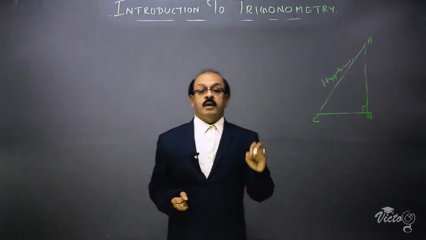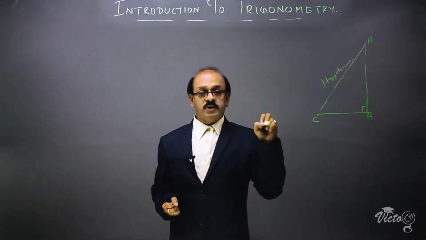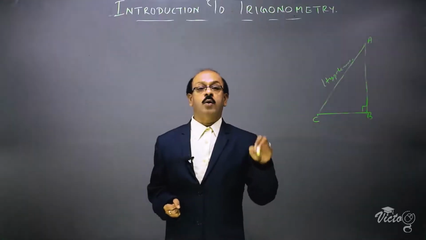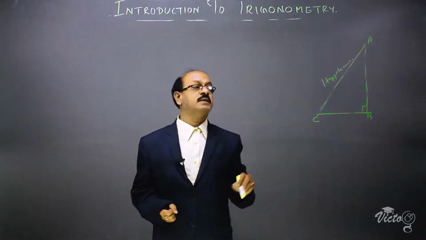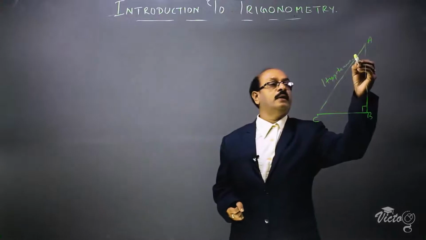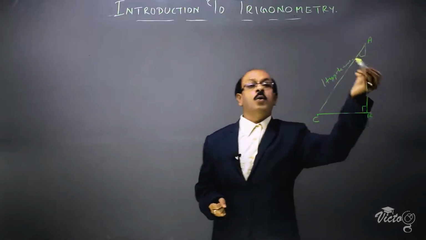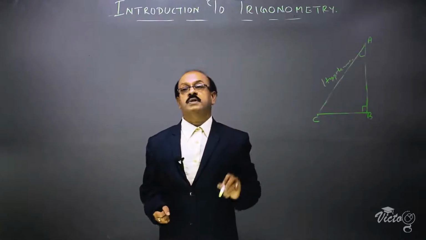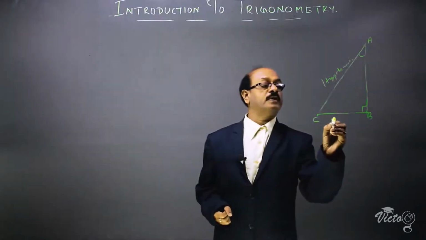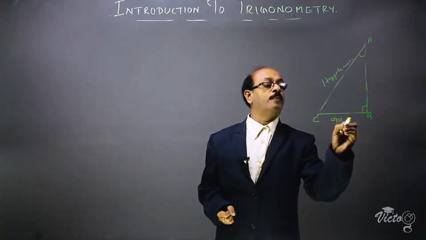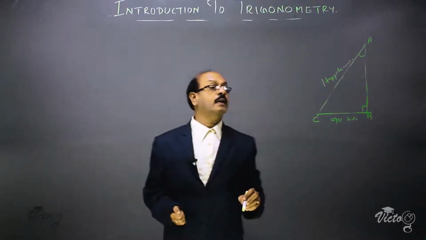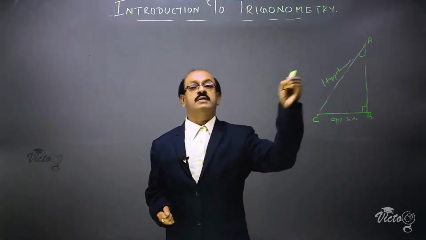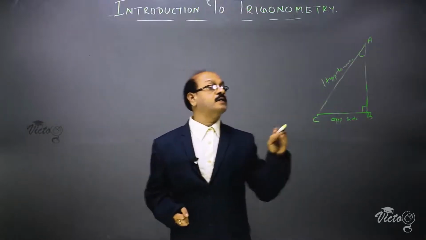And the side opposite to the angle which we are considering is the opposite side. That means if we are considering the angle A, the side opposite to the angle A, that is BC, is called the opposite side. This is the opposite side of the angle A. And the side adjoined or adjacent to the considered angle A is called the adjacent side.